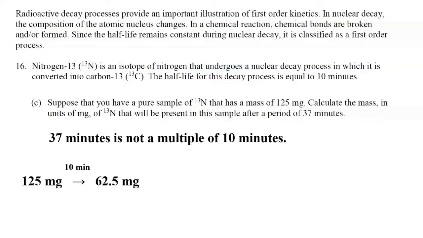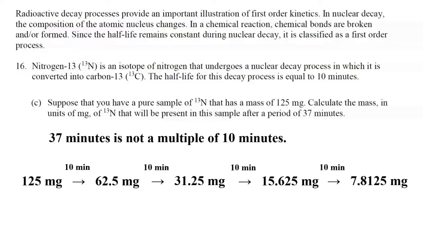So let's estimate. 125 is what I start with in milligrams. So the first 10 minutes, that would be dividing by 2, 62.5. Another 10 minutes, that would be 31.25, just dividing by 2. Another 10 minutes, I'm down to 15.625. And then finally, one more half-life period, I'm down to 7.8. Now, 7.8 is not my answer because that's 40 minutes.